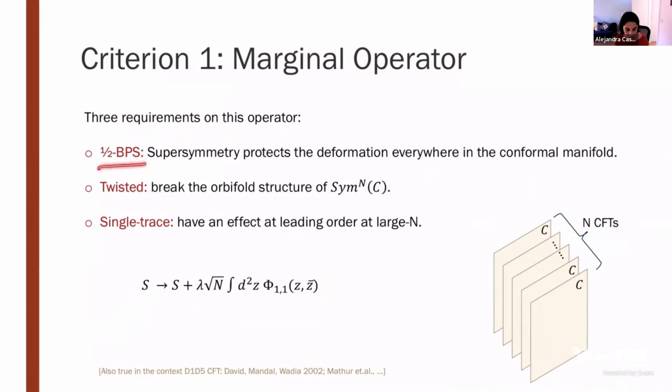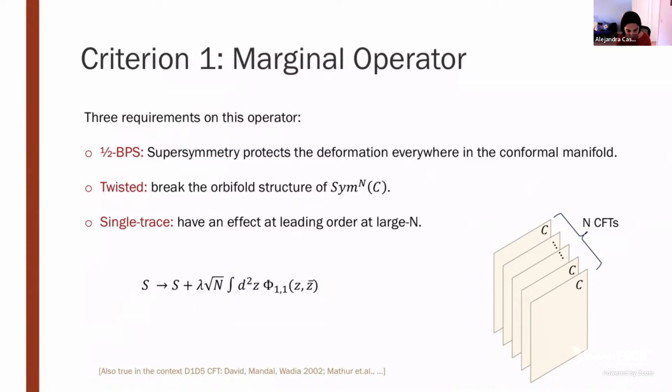Because the reason why I will care about the operator being half BPS is because then supersymmetry will assure me that it's protected. Okay, so then I don't have to worry, as I do deformations, that I have to redefine the operator. Okay, so this is a very nice property to have.